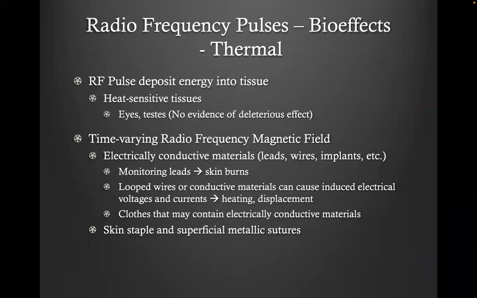With RF pulses, there are some heat-sensitive tissues like the eyes and testes, though there has been no evidence of ill effect yet. Also, your time-varying radio frequency magnetic field can cause heating in electrically conductive materials like leads, wires, and implants. Monitoring leads can cause skin burns, and looped wires or conductive materials can cause induced electric voltage and currents. They can cause heating and displacement. Clothes may also contain electrically conductive materials. So skin staples and superficial metallic sutures, if they are not MRI safe, can cause burns.